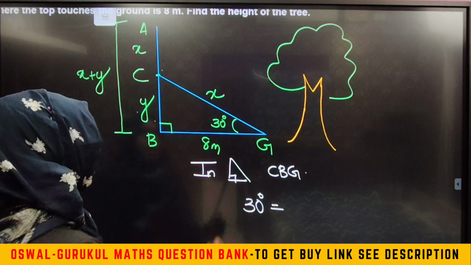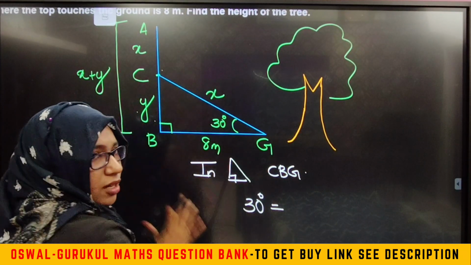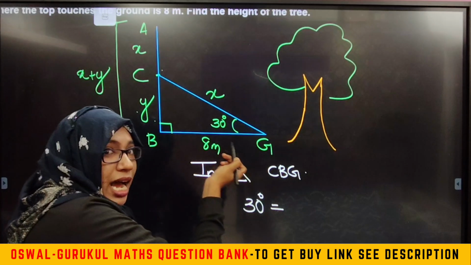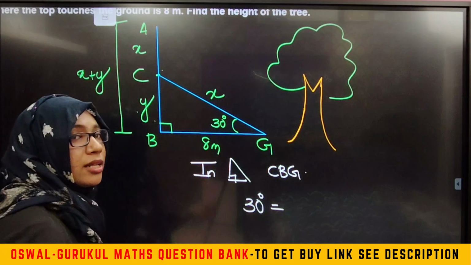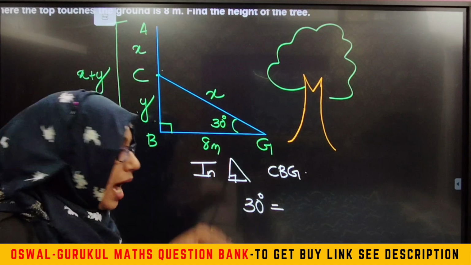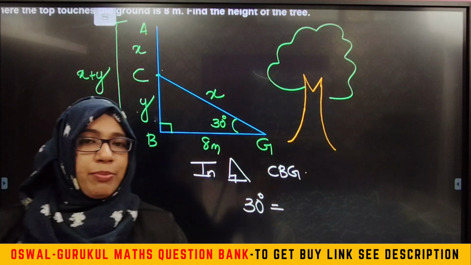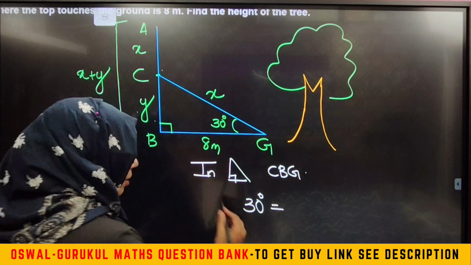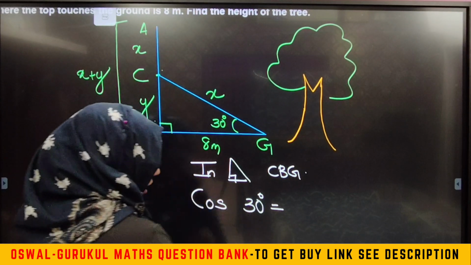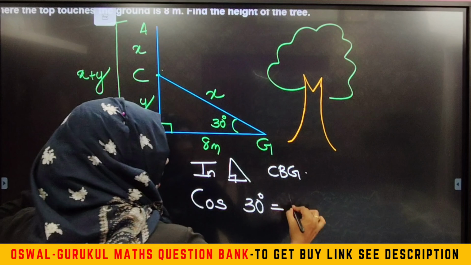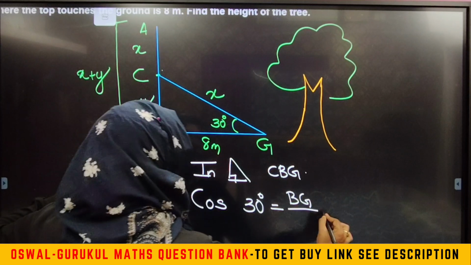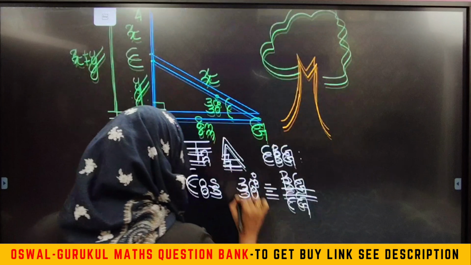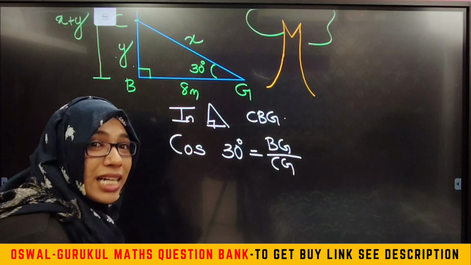Now the first one I am taking, I am going to find the value of x. Okay. So, the side provided to me is its adjacent side, and the side I need to find is its hypotenuse. Adjacent side divided by hypotenuse is given by the trigonometric ratio cos. Okay, so I am taking cos here. Cos 30 is equal to adjacent side, which is BG according to my figure, divided by the hypotenuse, which is given by CG.